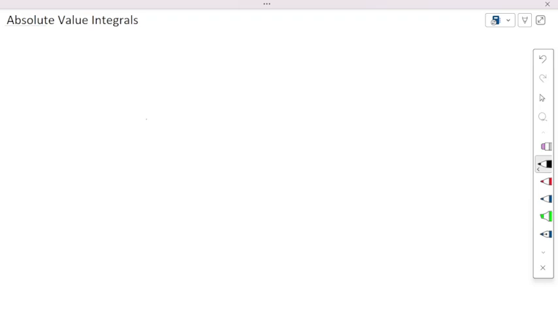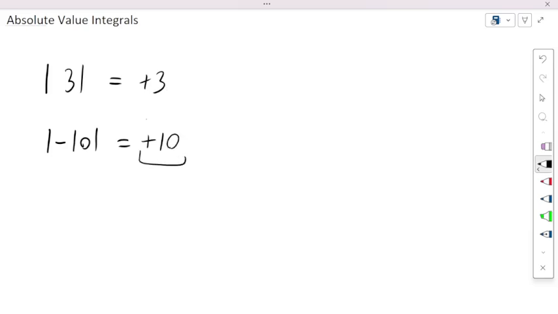If I were to tell you that we want to find the absolute value of some number 3, this is equal to positive 3. So what happens if we put a negative number in? If we say the absolute value of negative 10, then this is just going to give us an answer of positive 10. So basically, the output will always be positive, whatever the inside of the absolute value was.